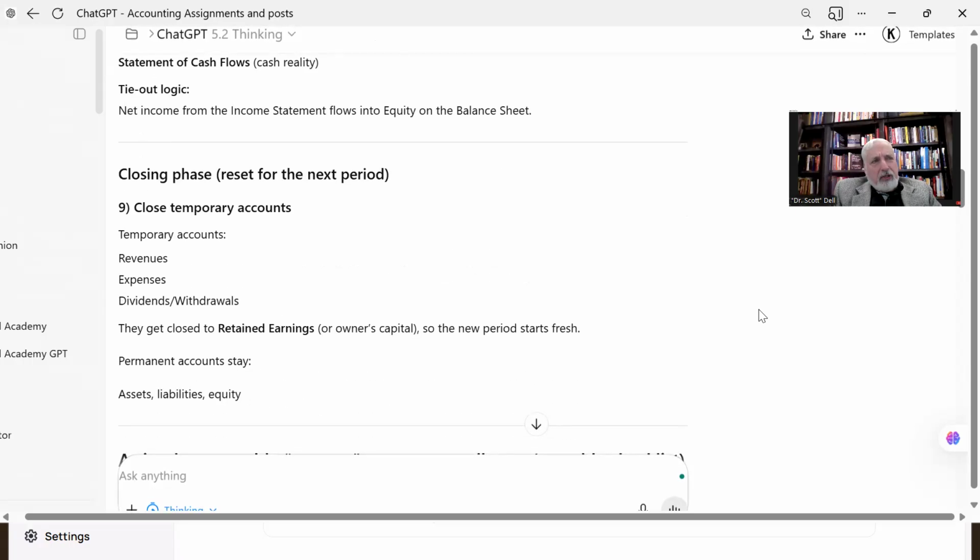Now, what's the difference between a temporary and a permanent account? Well, a temporary account will zero out at the end of the month or end of the year. A permanent account will stay. So let's take, for example, our cash or our inventory. Do you think cash goes to zero at the year end? I should hope not. Or inventory? Not unless we sell it all.